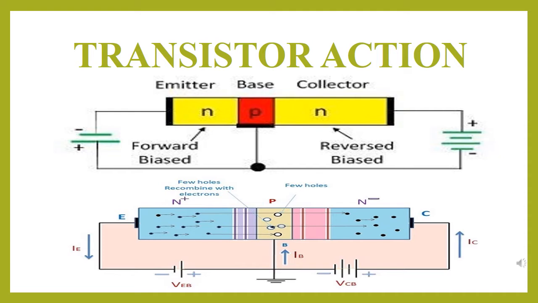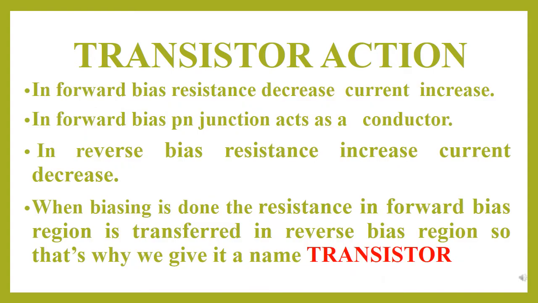Now in base to collector there is reverse bias and the depletion layer is wider, and there is only reverse current, which is very small. Since this layer is wider, the resistance in this layer is increased. In reverse bias, the resistance increases and the current stops. Current by majority charge carriers stops, but reverse current will keep flowing. This is the action which takes place in a transistor.